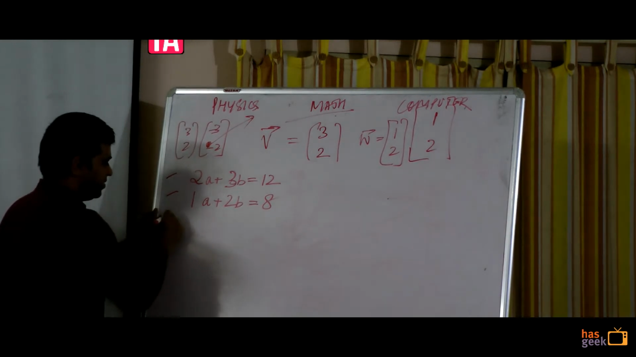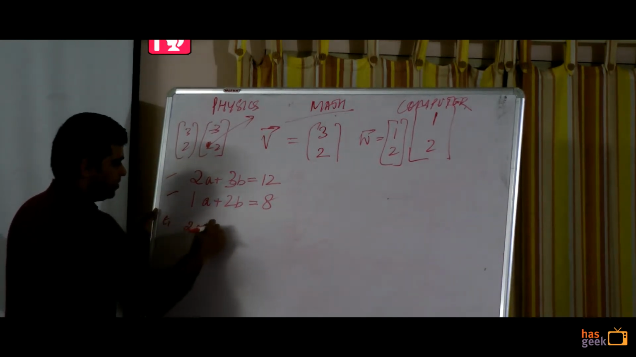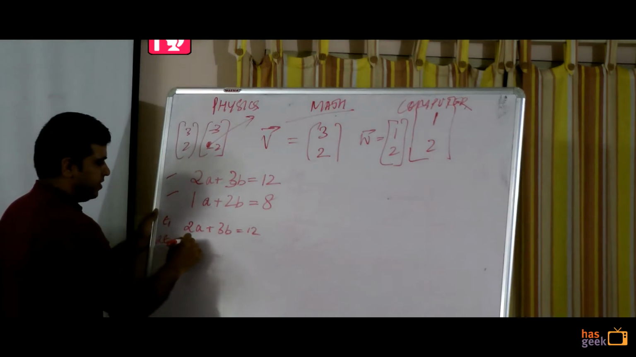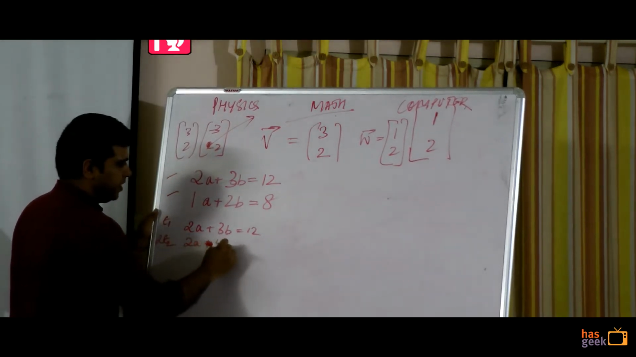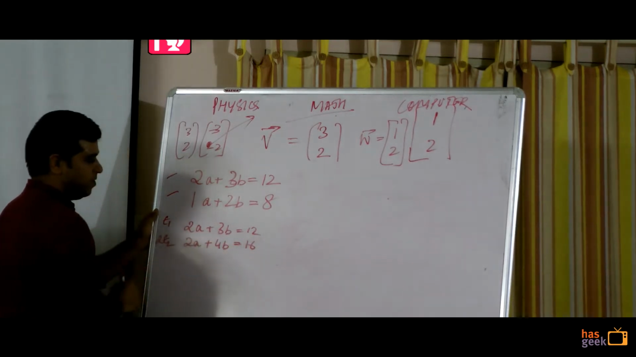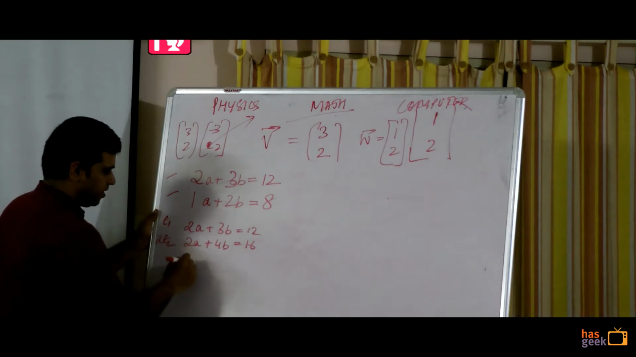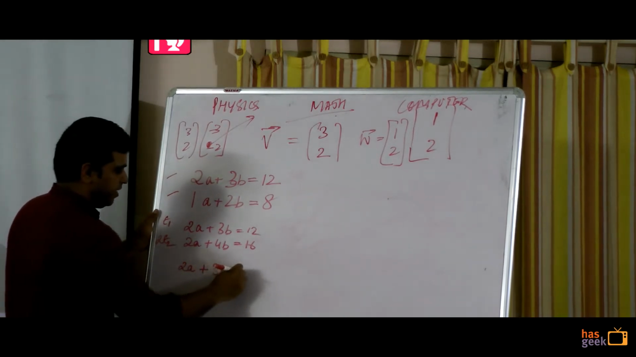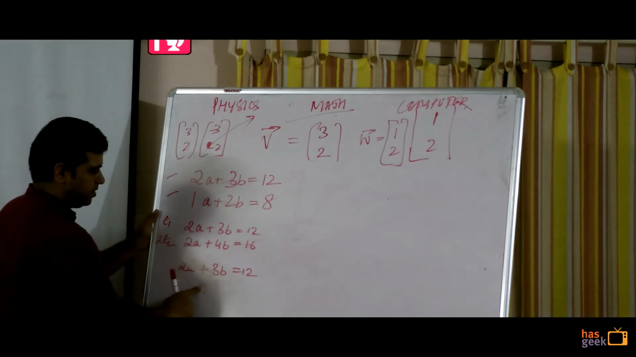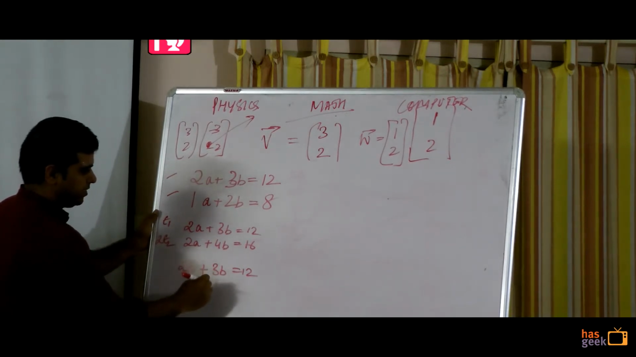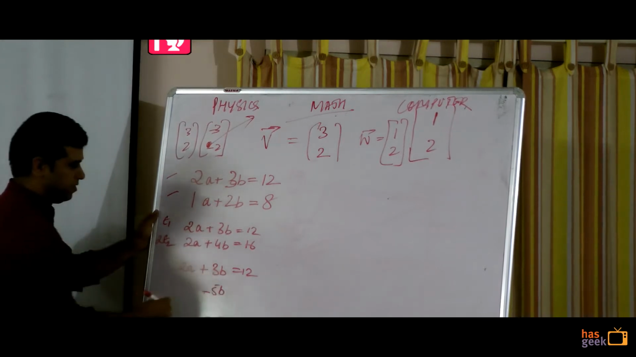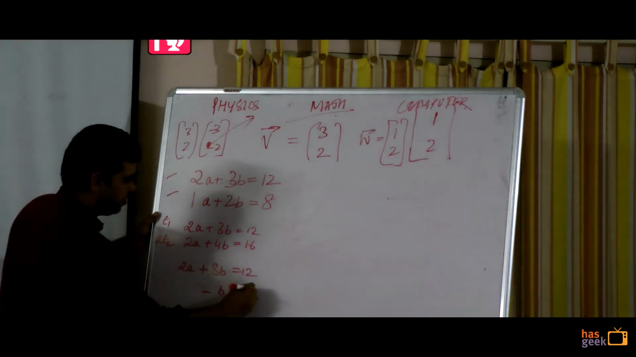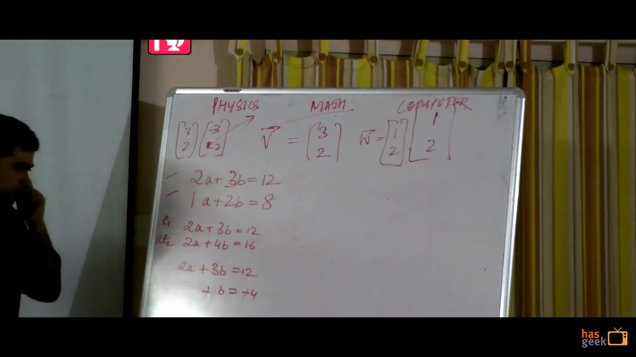Let's write that. The first one, E1, I'm going to write as 2a plus 3b is equal to 12, and you're going to do 2 times equation 2, so you get 2a plus 4b is equal to 16. Then you subtract it. The first equation remains the same, and the second equation becomes minus b is equal to minus 4. So b equals 4. Then what do we do?